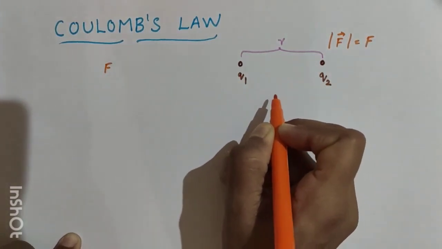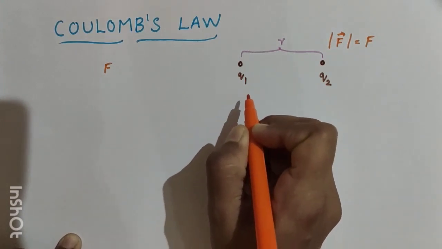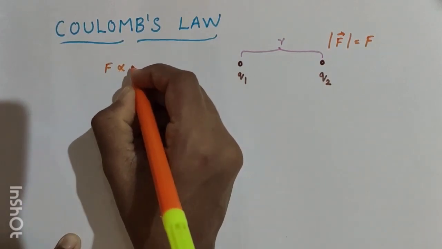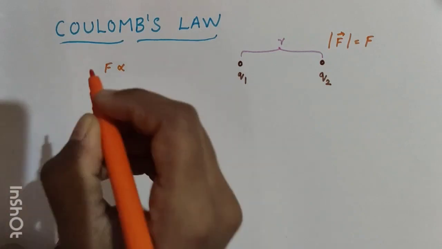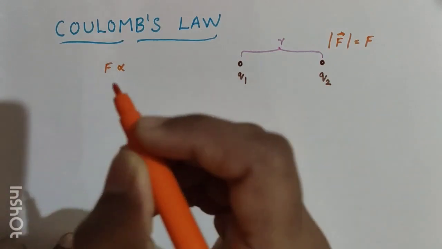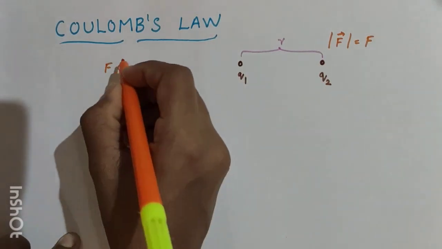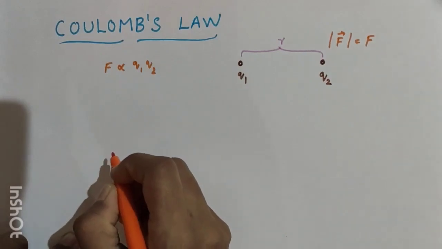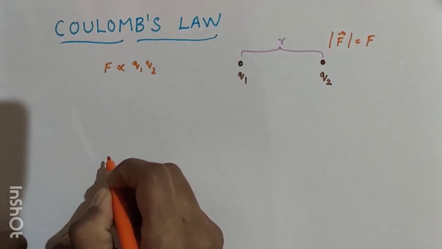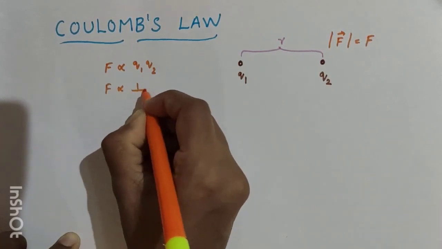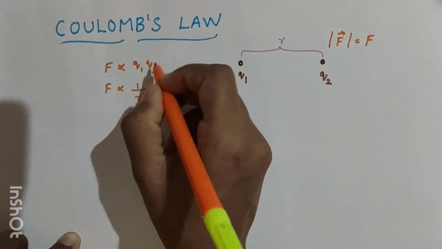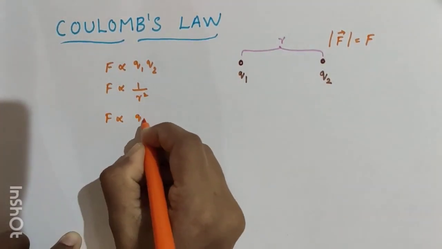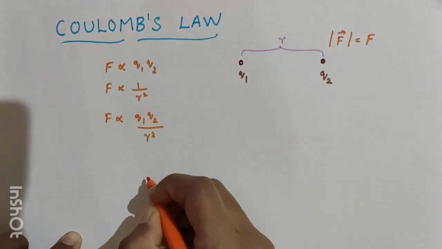Whatever that force is, whether it is the repulsive force or attractive force, the magnitude of that force F is directly proportional to the product of the two charges. Product of the two charges means Q1 into Q2. And you see it is inversely proportional to the square of the distance between the charges. That is, F is proportional to 1 by r square. So when we combine these two, we can write F is proportional to Q1 Q2 divided by r square.